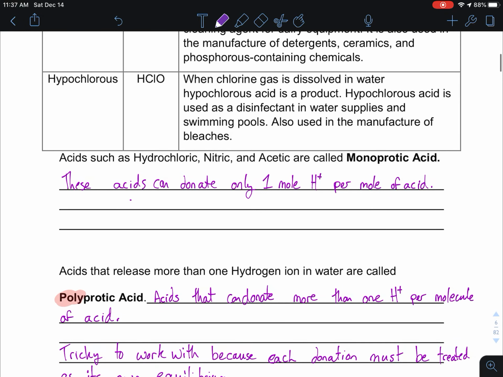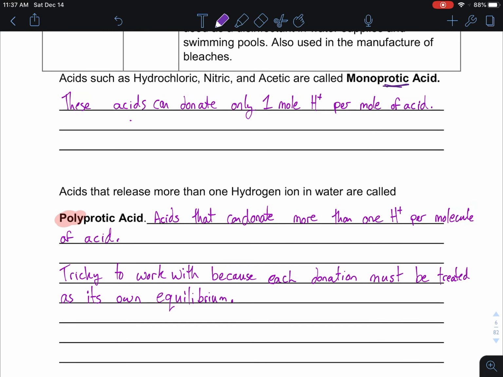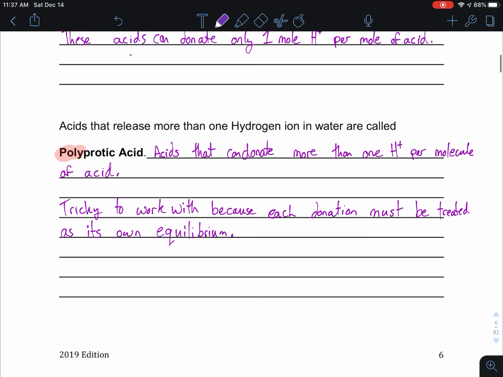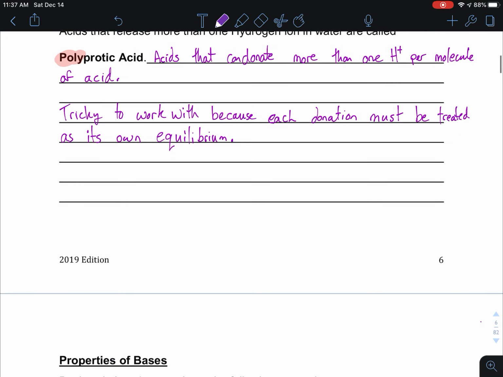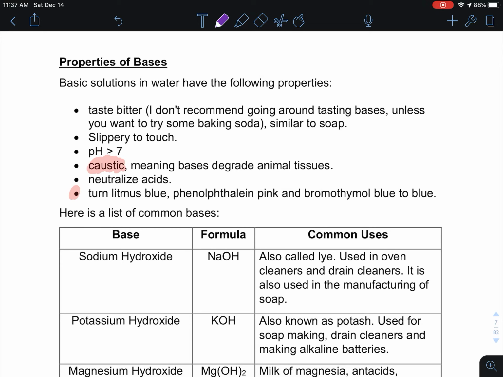Now many of these acids are monoprotic. That means that they produce only a single proton, whereas a polyprotic acid is one that produces two protons. These can become tricky because the second proton is usually harder to remove, and sometimes they even have three protons, and each proton becomes more difficult to remove, which causes the formation of equilibria between those later protons. So we'll work with those later.